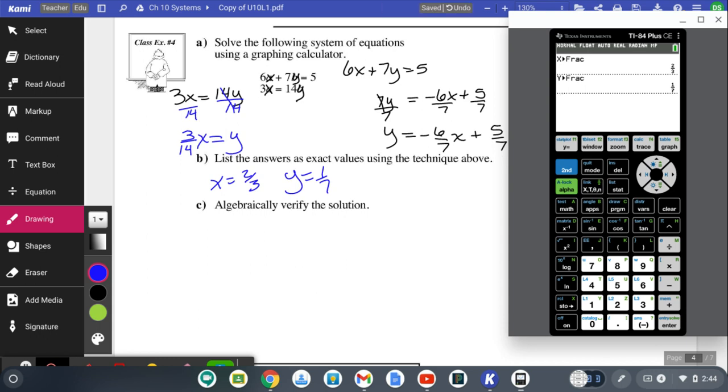Brilliant. Did you get it? My settings are off. Does your graph look like this? Did you calculate an intersection? What was your intersection point? You didn't get 0.666 and 0.14? Oh, yeah, I did. Okay. Then quit the screen. Second function, quit. Then go X, math, frac. Okay, I'm done.